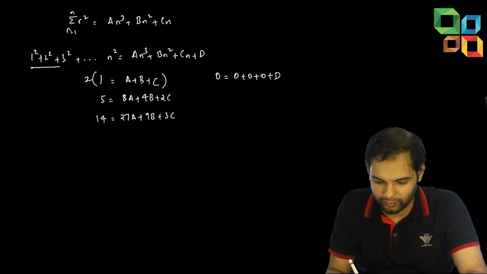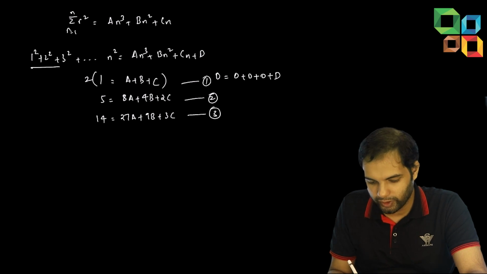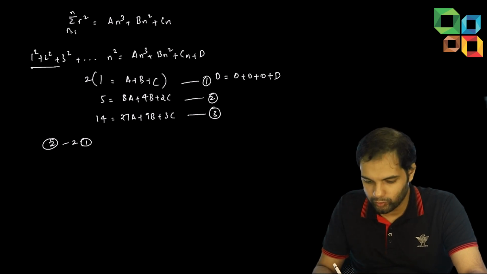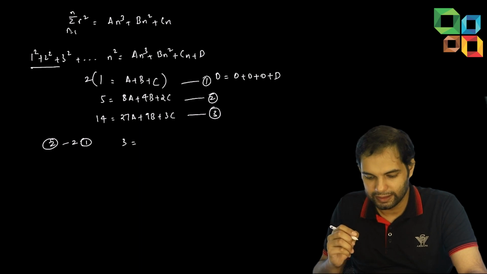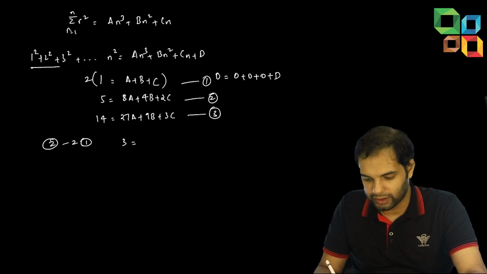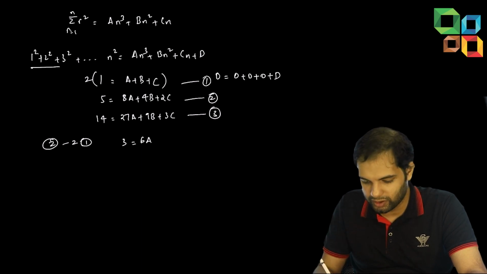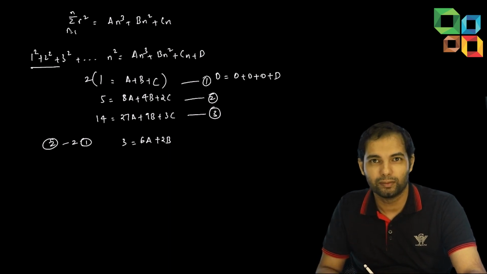Let me name the equations 1, 2, and 3. So I'm doing 2 minus twice 1. So 5 minus 2 is 3. Other side, 8a minus 2a is 6a. 4b minus 2b, it's 2b. c gets cancelled. The whole reason we did it is because c should get cancelled.